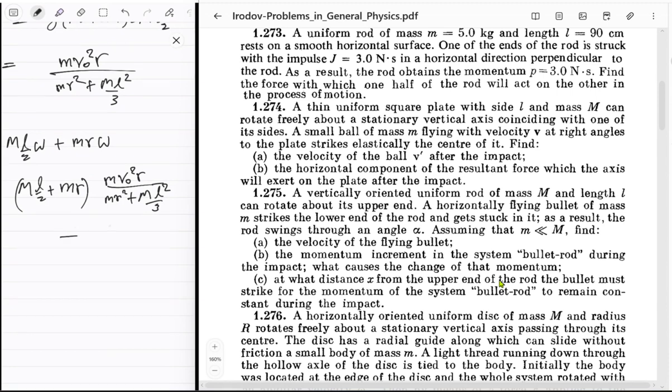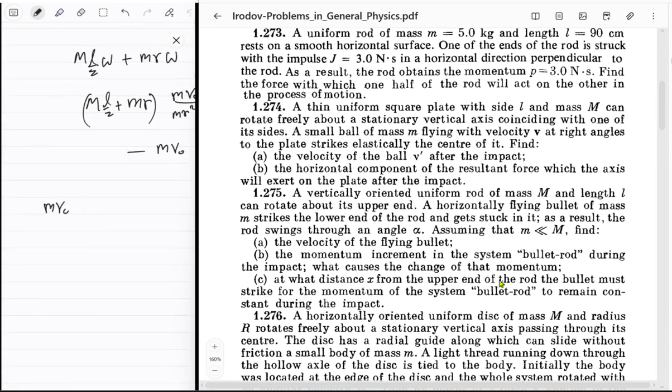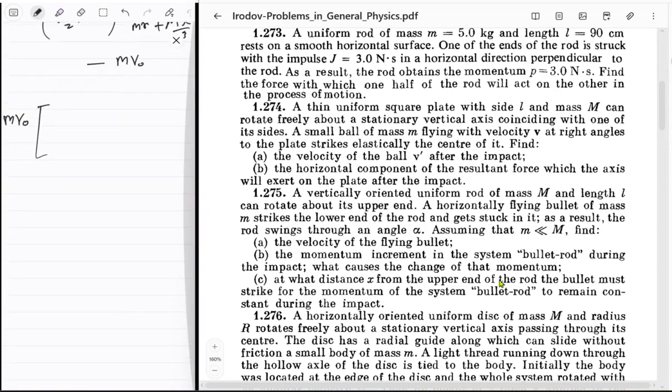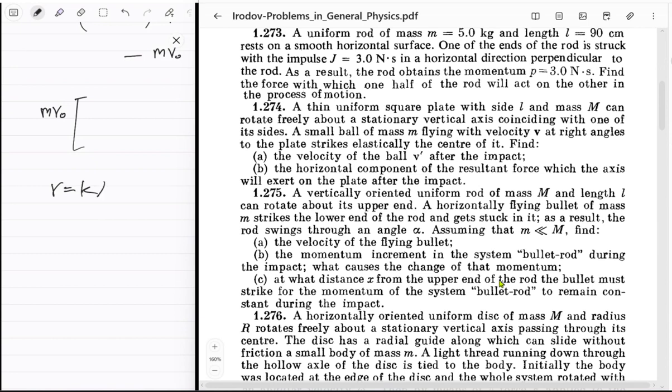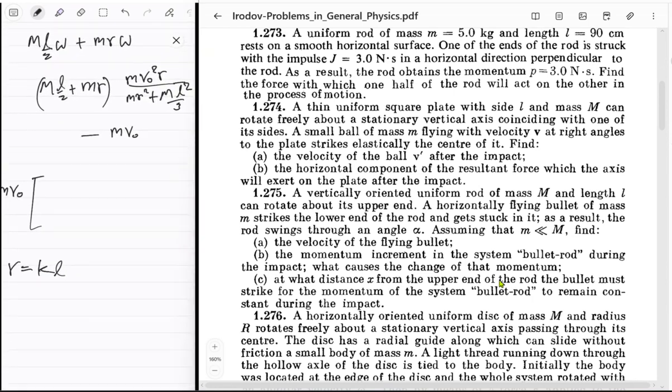So initially it was what? Initially your momentum was just m v naught. So once we are done with this, we'll get the value m v naught, and then you got all of this. Oh, it's just taking forever, isn't it? What we could do is just say, okay, r is equal to k times l. That's going to simplify some stuff.